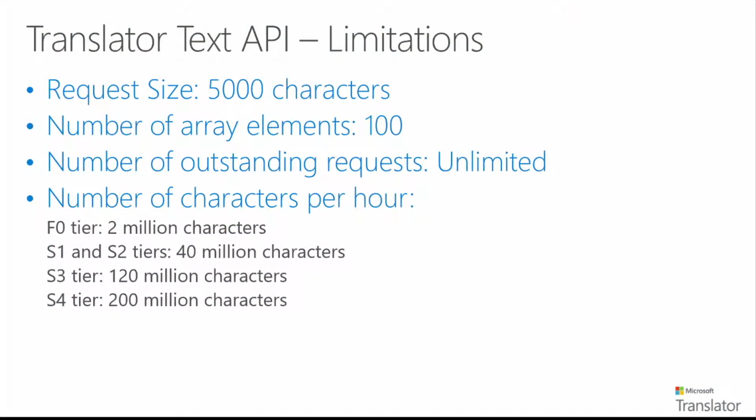There are a couple limitations that are worth mentioning. The request size is limited to 5,000 characters. You can have 100 array elements. You have an unlimited number of outstanding requests, so you don't have to wait for a request to finish before you send the next one. And the number of characters that you can translate per hour is based on the subscription tier in your API subscription.